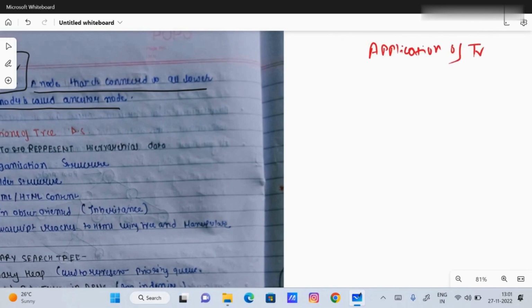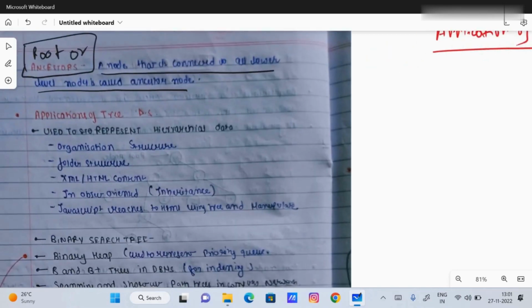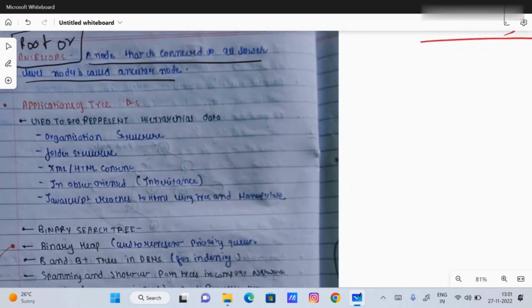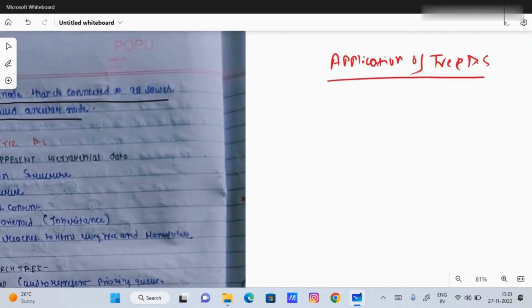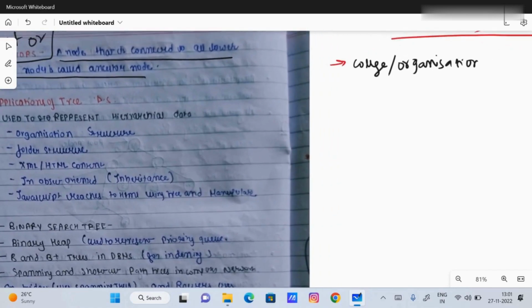Application of tree data structures. Okay. So the first thing is used to represent hierarchical data. As I have already told, in order to represent a relationship in any college organization, if we want to show a relationship, then tree data structure is mostly used.